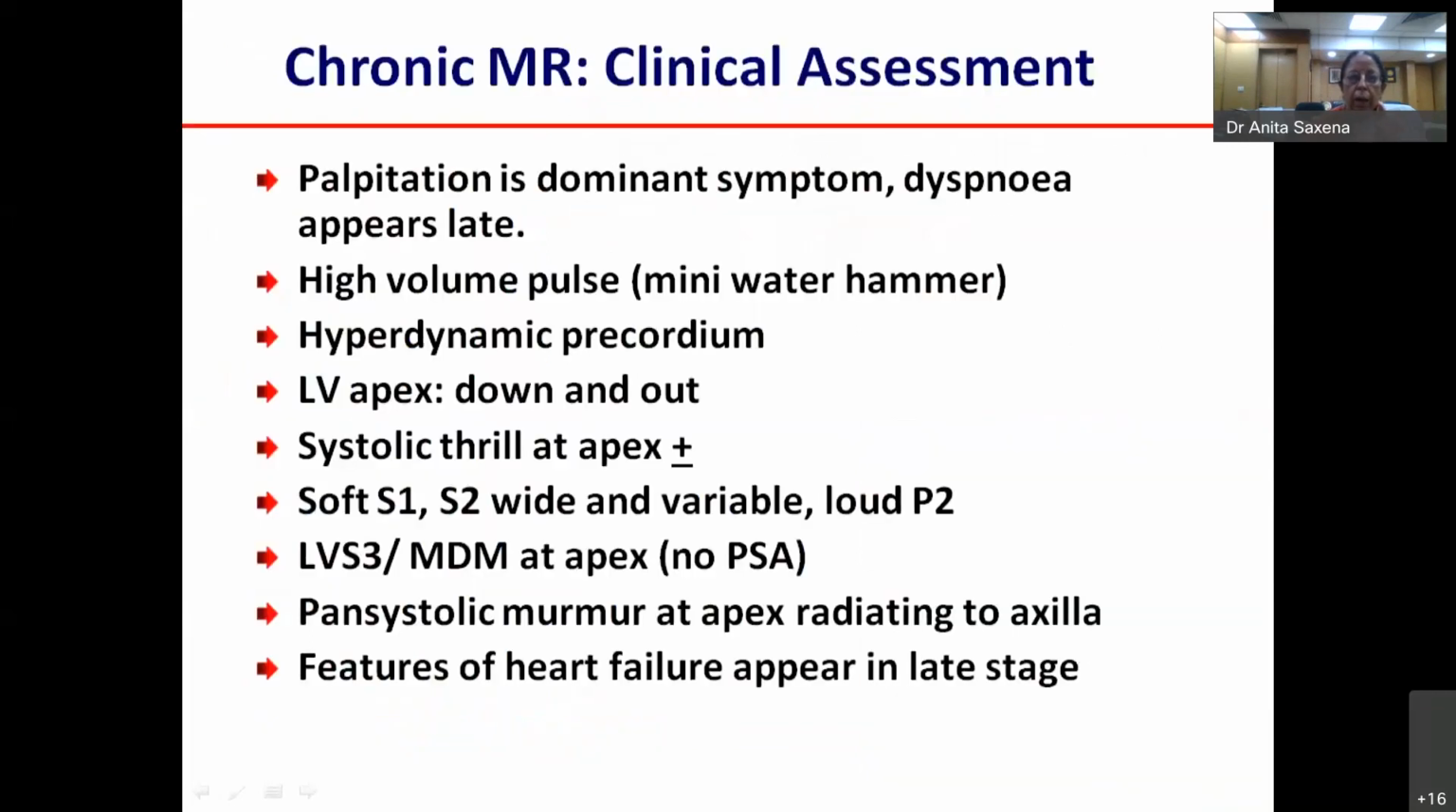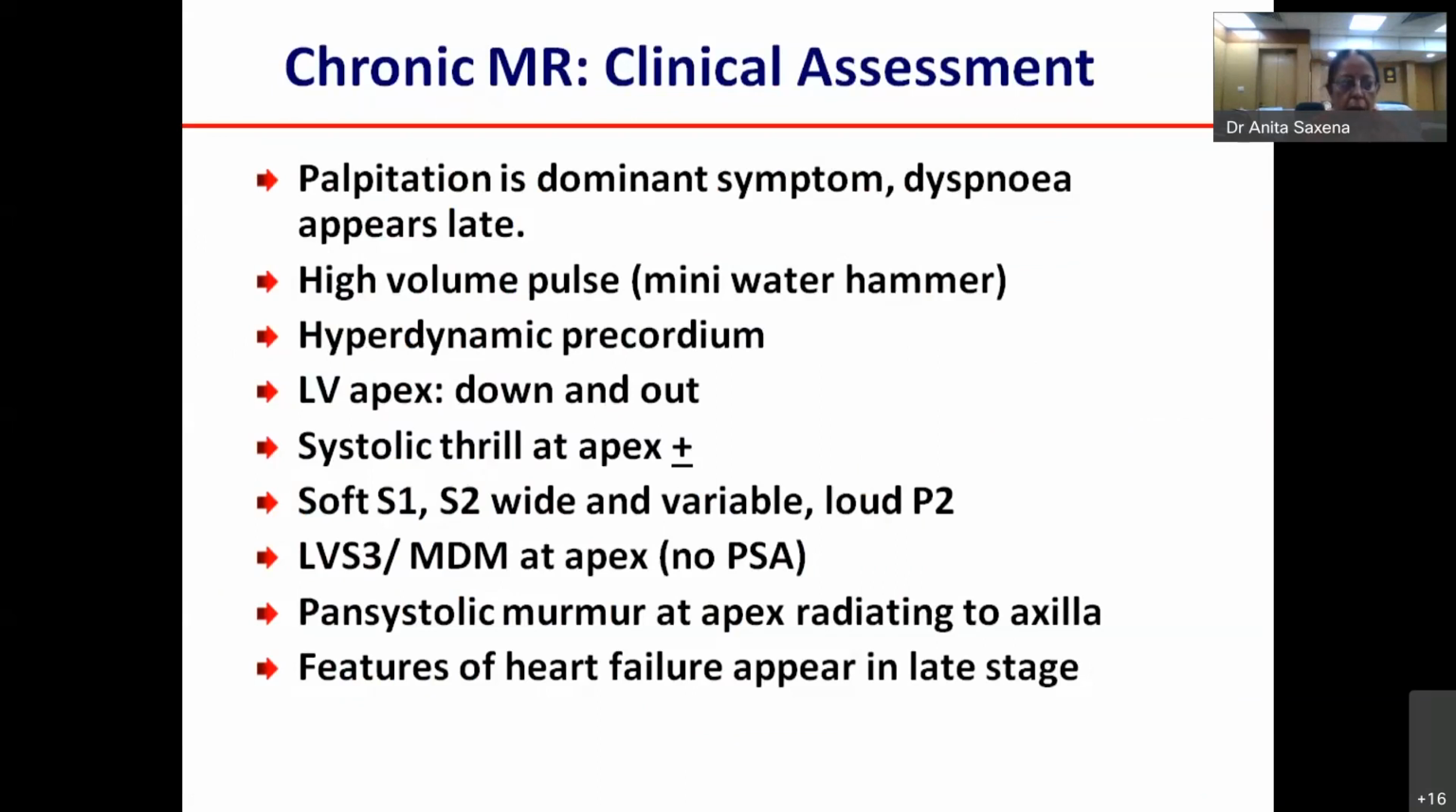So in chronic MR, if you see them, what you have to ask them is the history. You will find much more palpitation, although dyspnea may be there, but it usually is a late feature. It is the palpitation. In fact, many of the patients with severe MR may remain asymptomatic for a long period of time, for maybe 5 or 6 years or even 10 years, before they develop symptoms.